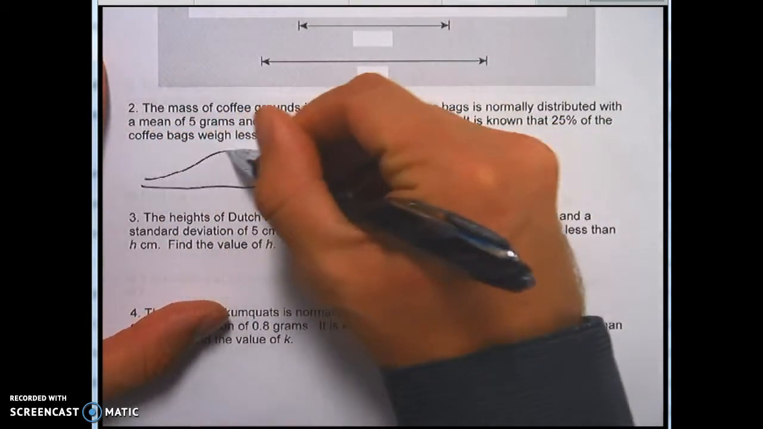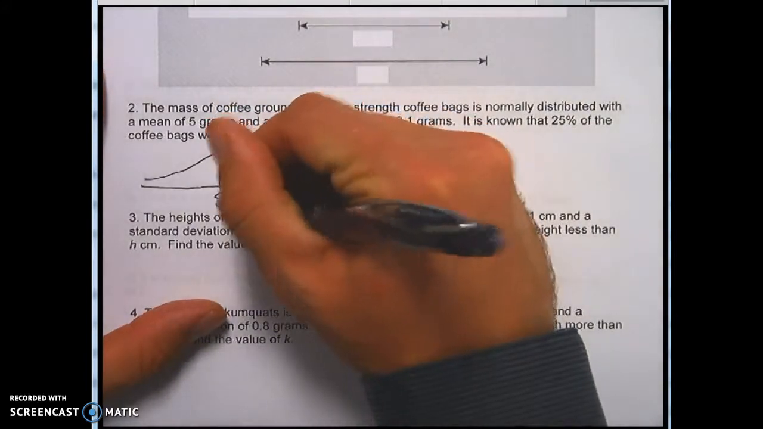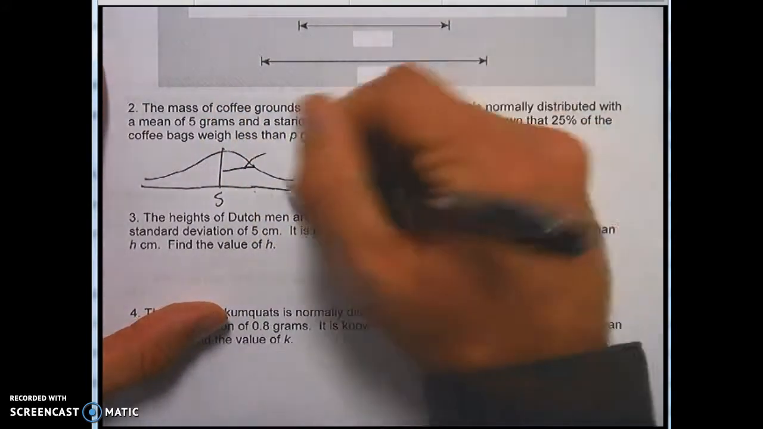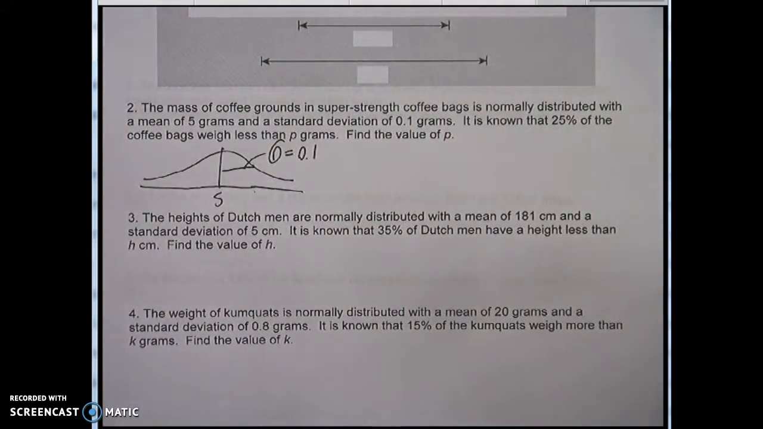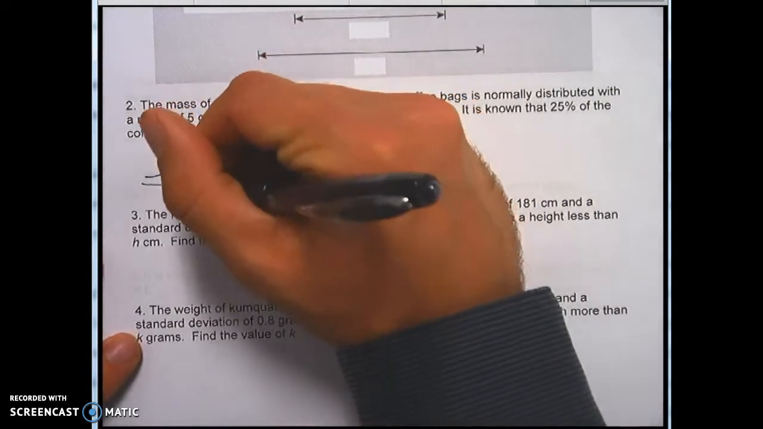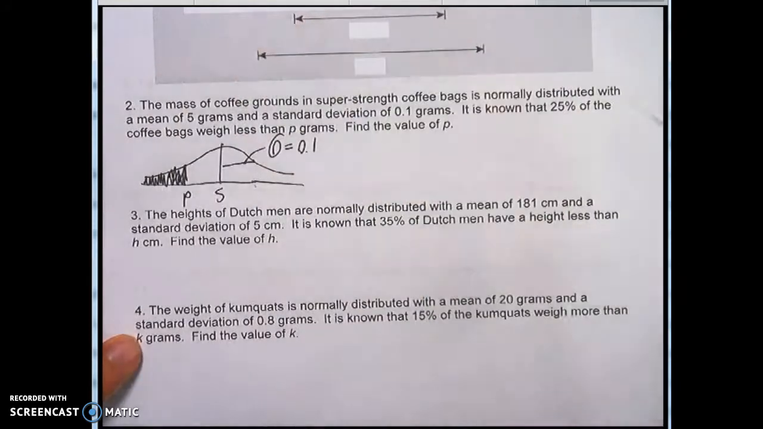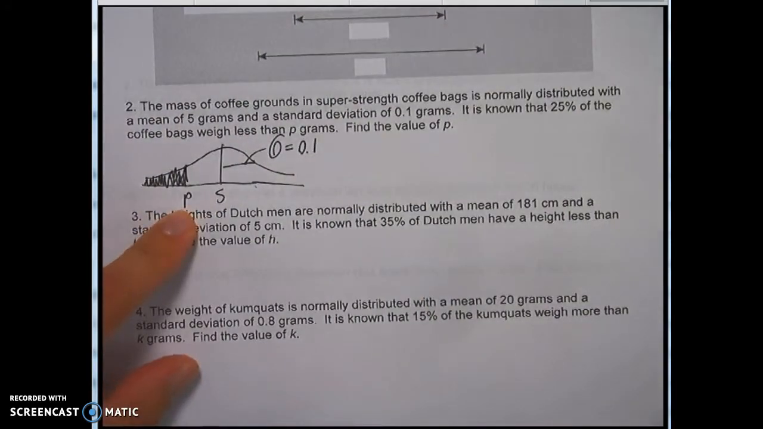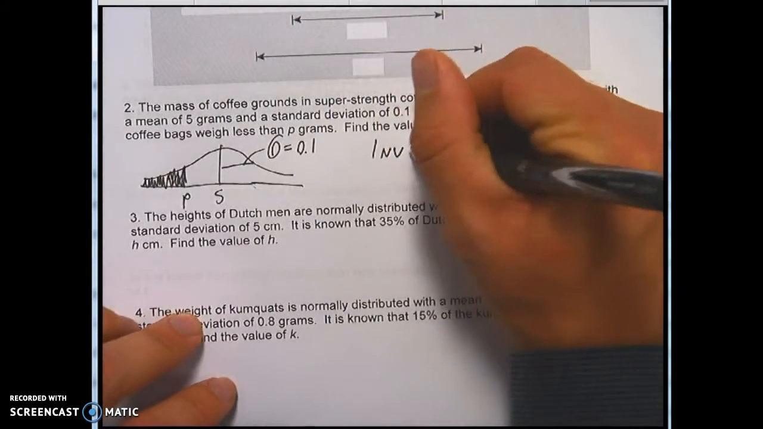I always start by drawing a normal distribution. And I mark the mean of 5, and I put the standard deviation of 0.1. And it's known that 25% of the coffee bags weigh less than p grams. 25% is going to be like right there, and less than is shaded to the left. So if I want to know that value of p, I'm going to use the inverse normal function in the calculator.